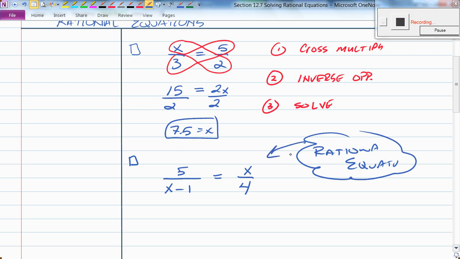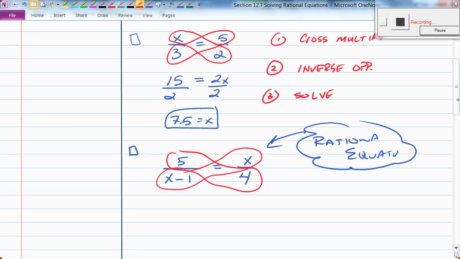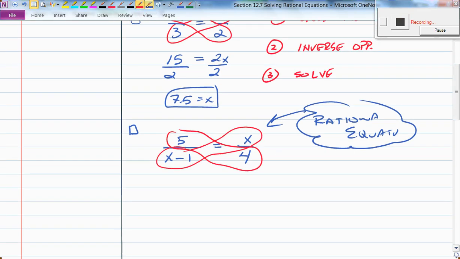Sweet. We solve it the same way we solved the one up above. Are we back on track? Okay, thank you. Hey, what did we do? What's step 1? How do we solve this one? No, that's step 2. What's step 1? Yeah, cross multiply. Good. We're going to cross multiply there, and we're going to cross multiply there. So, give me 5 times 4. What do you got? Yeah, that's easy. All right, then I have x times x minus 1.